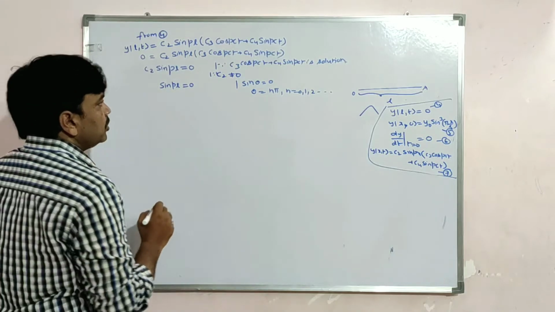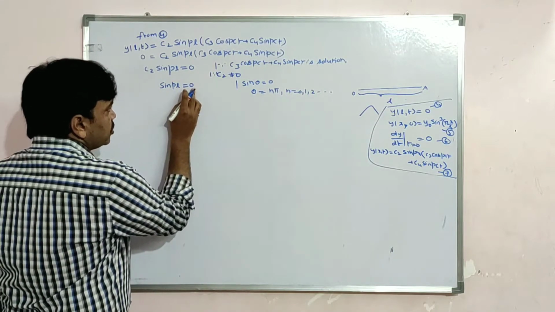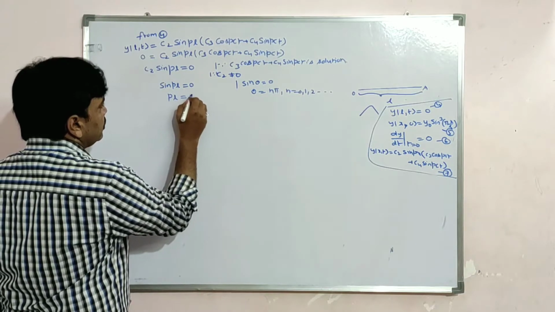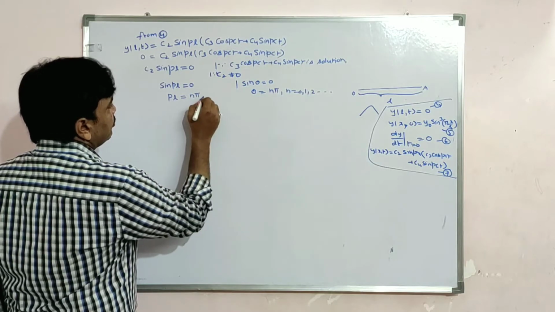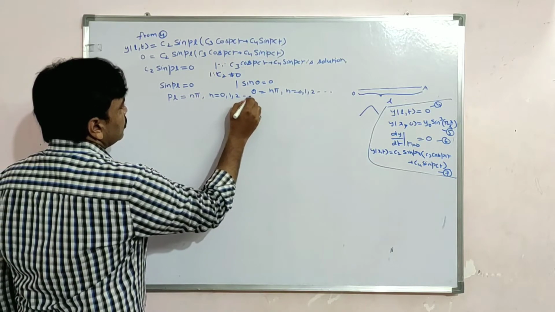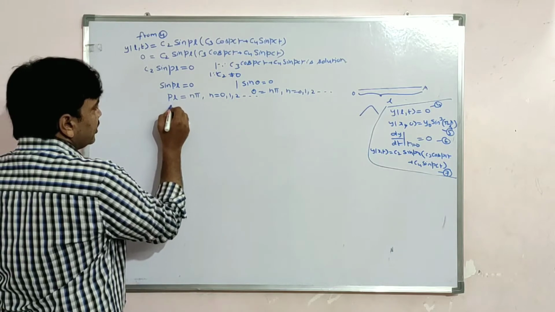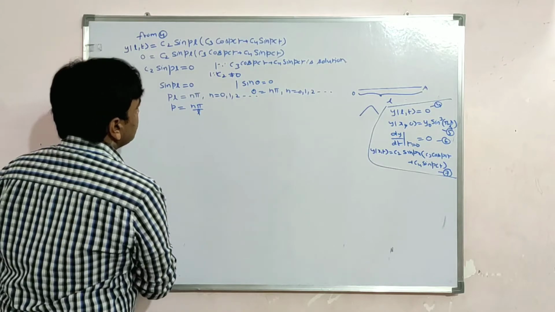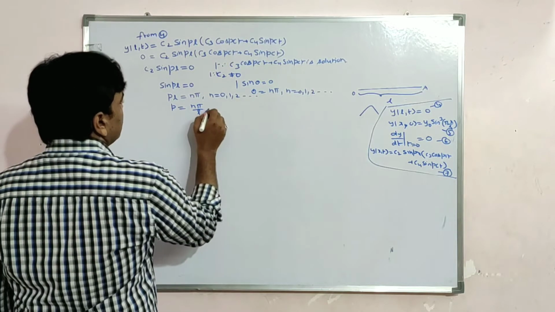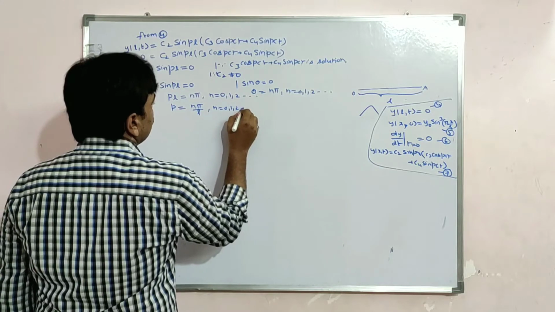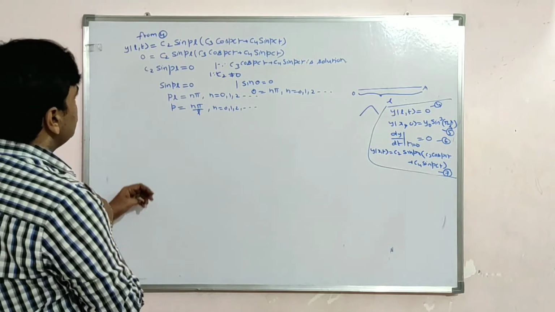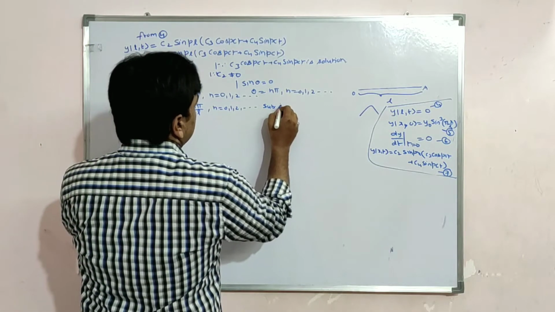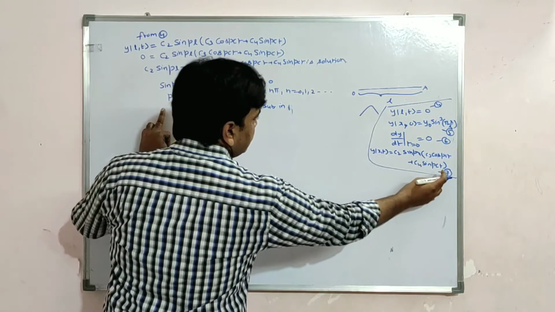So see, students, it is like sin theta is equal to 0. We have pL in place of theta. So pL is equal to n pi, here n is equal to 0, 1, 2 and so on. Now I want to find the p value, students. So p is equal to n pi by L, here n is equal to 0, 1, 2 and so on. So you substitute in 7, students, in 7.